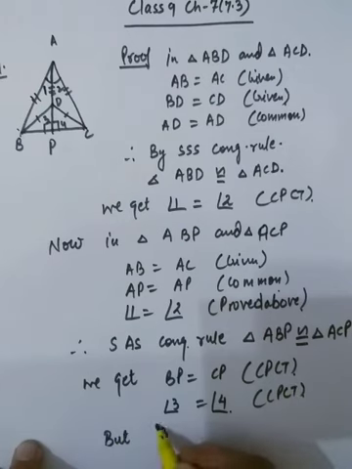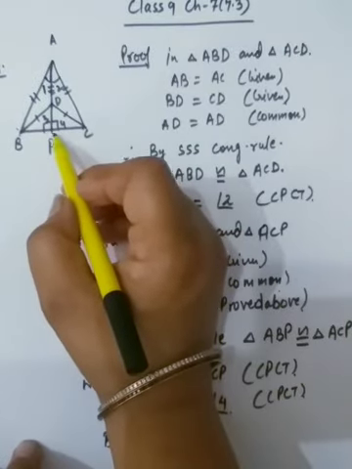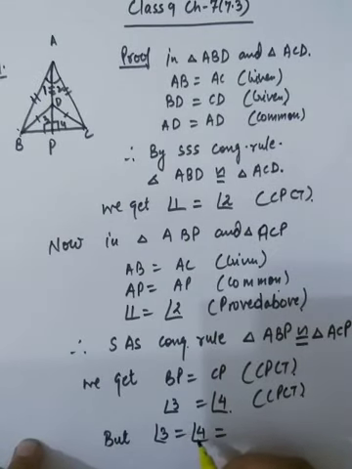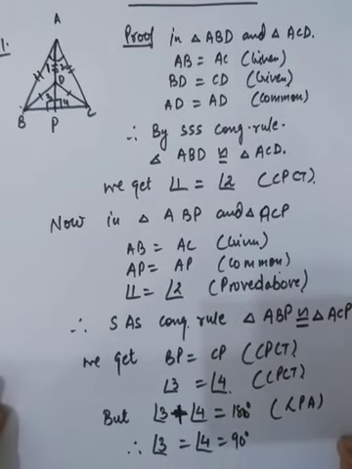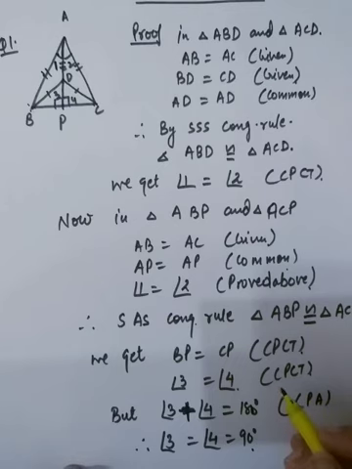But angle 3 plus 4, from the figure you can see that these two angles are a linear pair because BC is a straight line. So angle 3 plus 4 is equal to 180 degree by linear pair axiom. Therefore we get angle 3 is equal to angle 4 is equal to 90 degree. Now angle 3, angle 4, each angle is of 90 degree. This is proved.